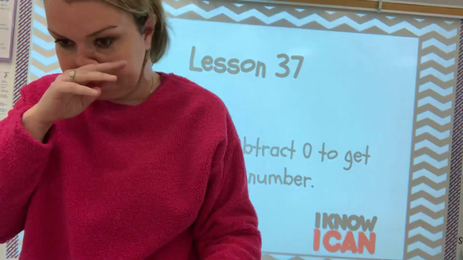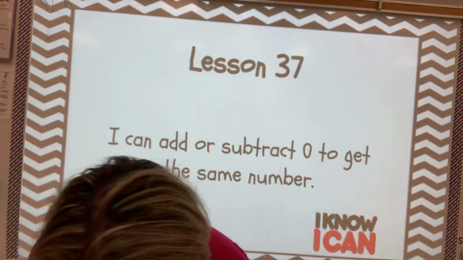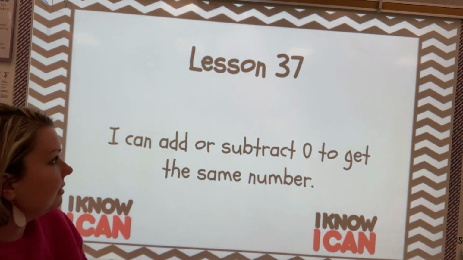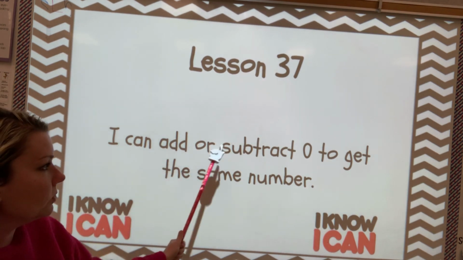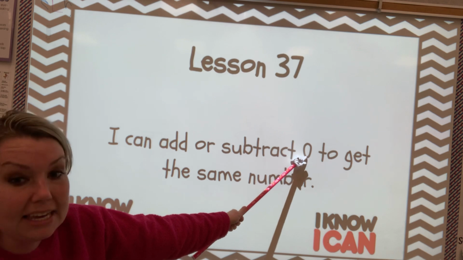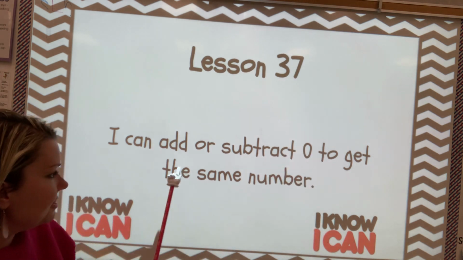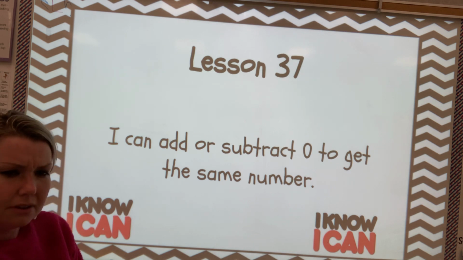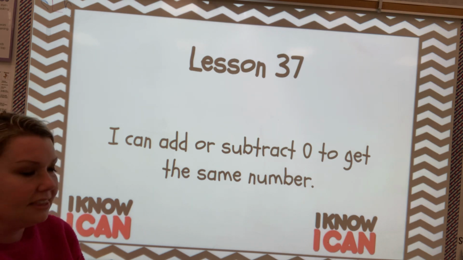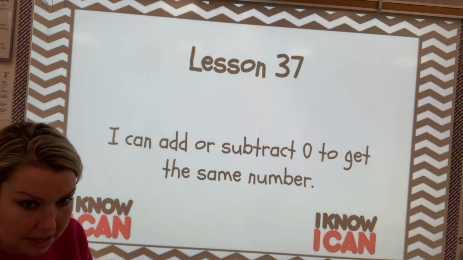Okay, so today we are doing lesson 37. I can add or subtract 0 to get the same number. So let's think about this for a minute. Does that mean no matter what, anything I add to 0 will give me that number again?